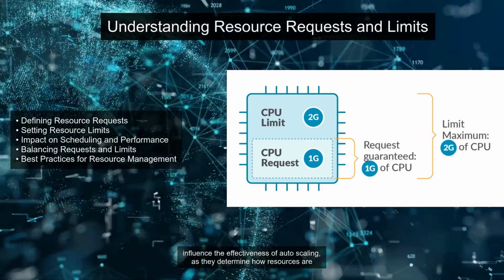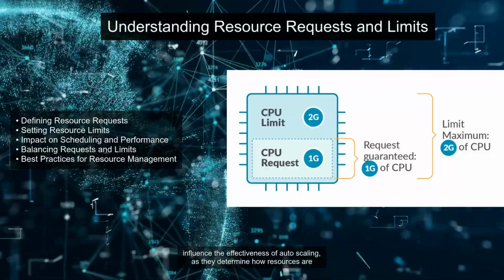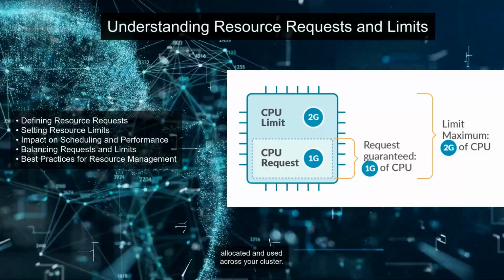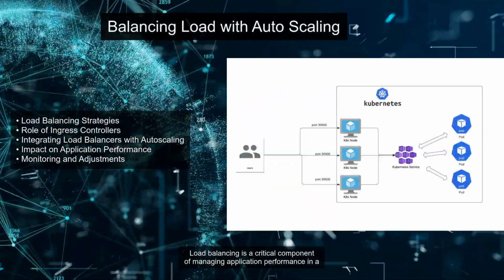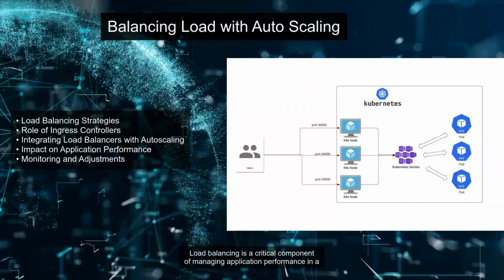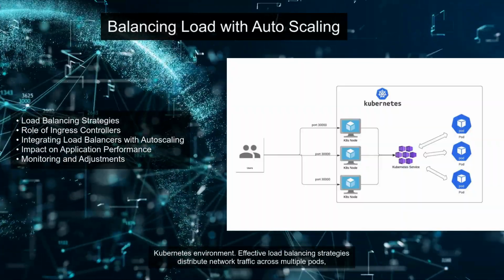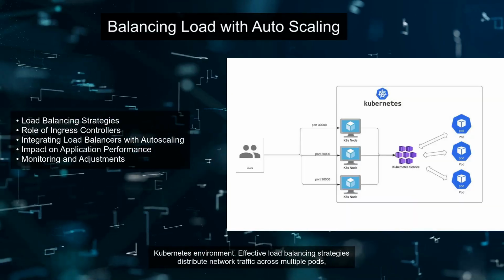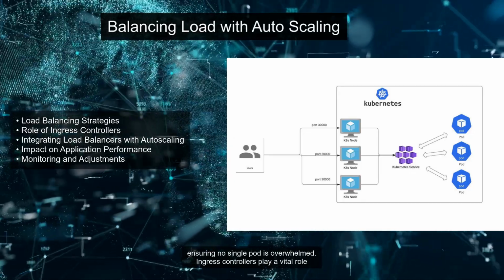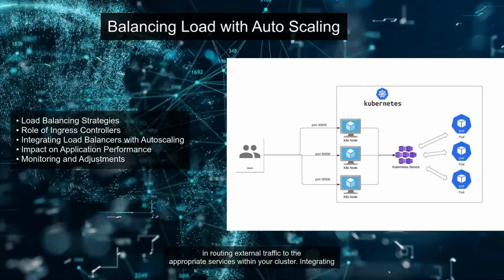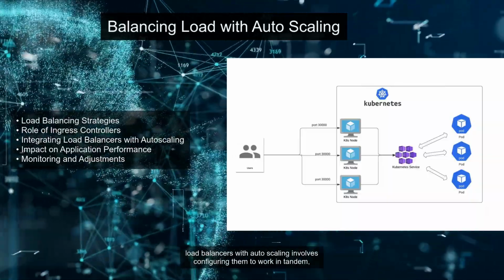Proper configuration of resource requests and limits can significantly influence the effectiveness of auto-scaling, as they determine how resources are allocated and used across your cluster. Load balancing is a critical component of managing application performance in a Kubernetes environment. Effective load balancing strategies distribute network traffic across multiple pods, ensuring no single pod is overwhelmed. Ingress controllers play a vital role in routing external traffic to the appropriate services within your cluster.